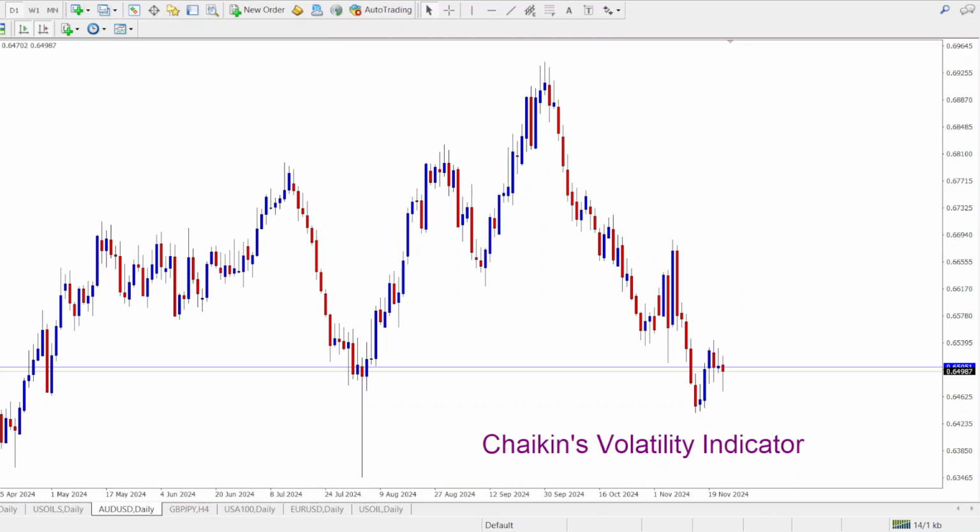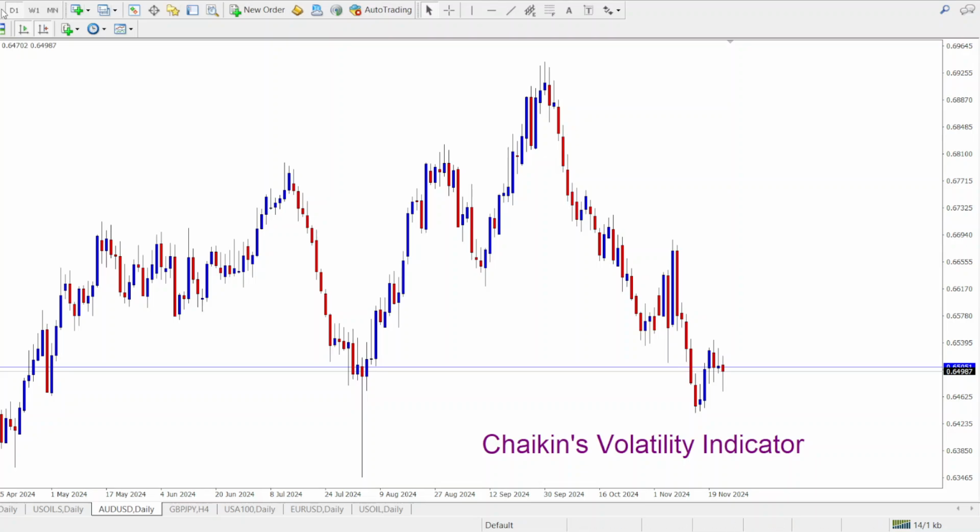This indicator helps traders to identify momentum shifts and directional trends with precision. This is quite an interesting indicator. It's an effective indicator, and it can be used by every kind of trader, whether you are a scalper or a day trader or a swing trader. You can make use of the Chaikin's volatility indicator.